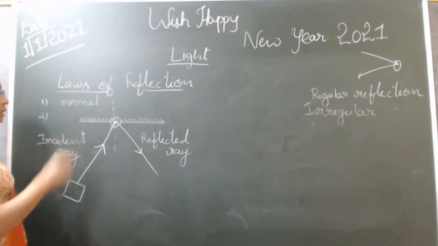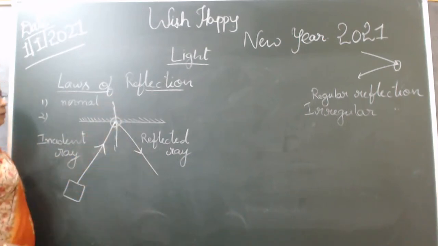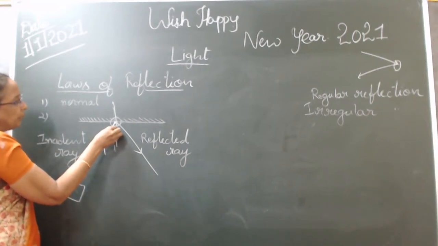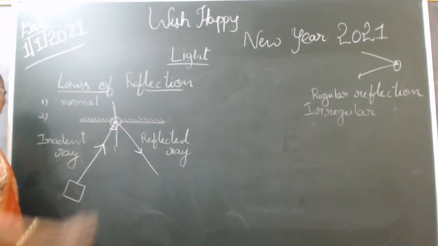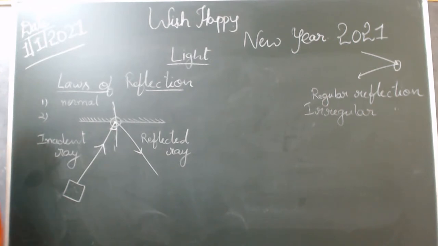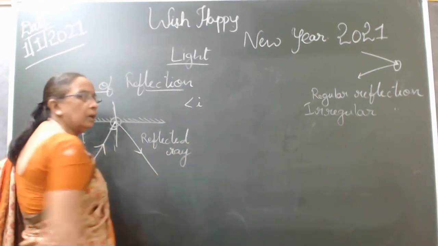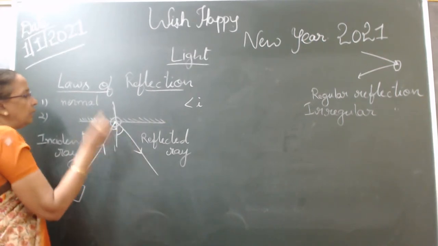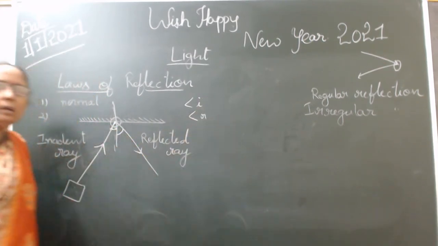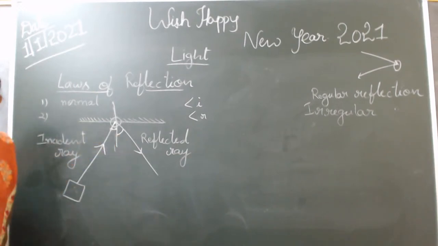Suppose this ray is there, normal is there. The angle here, the angle made by the incident ray and normal, is known as incident angle. It is denoted by small i. And the angle which is made by the reflected ray is denoted by small r. Is it correct? Now, naturally, think: you draw that incident ray, only that ray is reflected, not another ray.